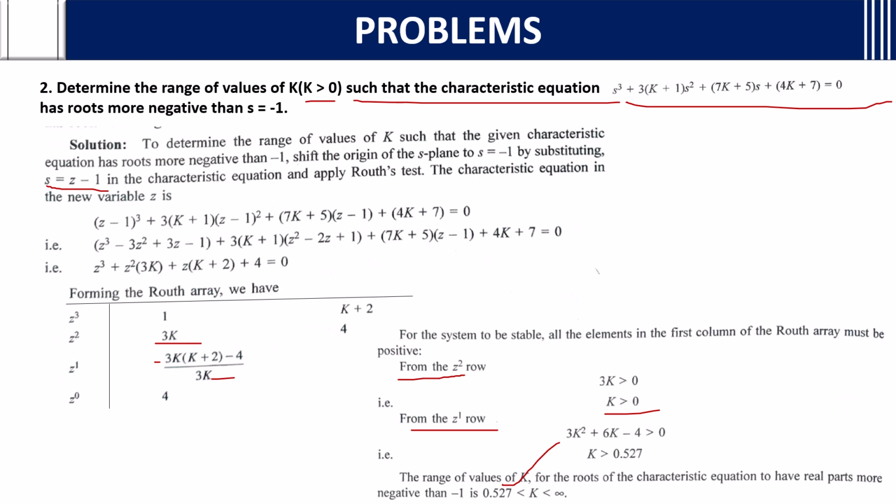The range of k values for the roots of the characteristic equation to have real parts more negative than minus 1: to have the roots beyond minus 1, the k value should be 0.527 less than k less than infinity. Right?